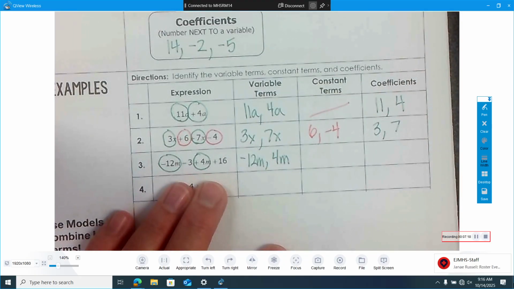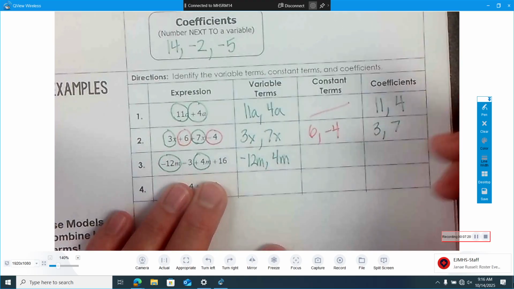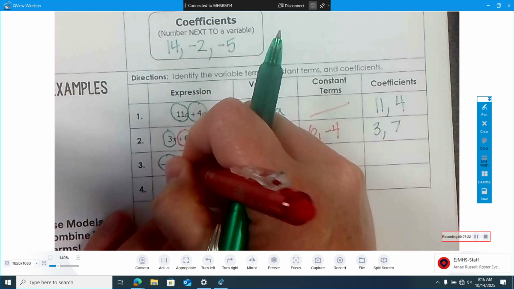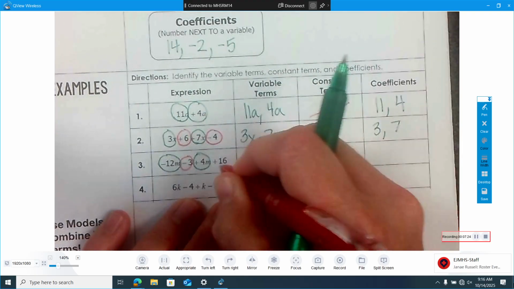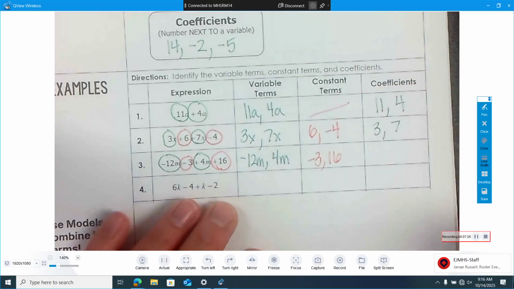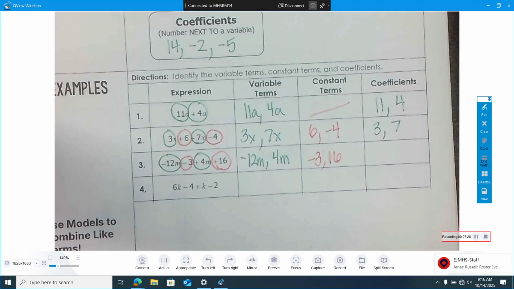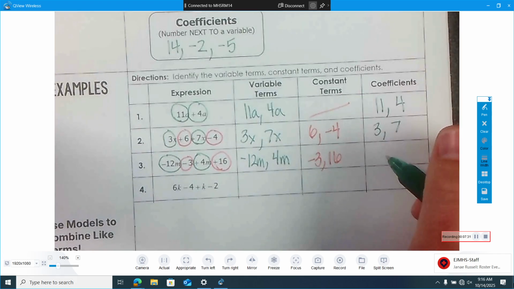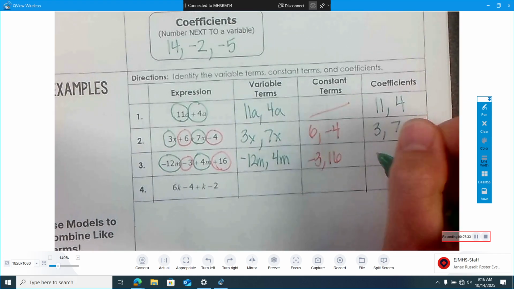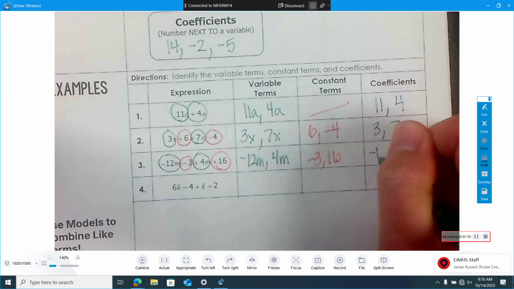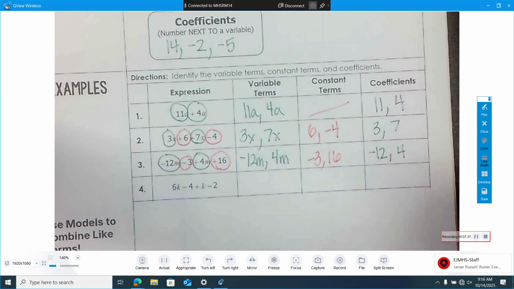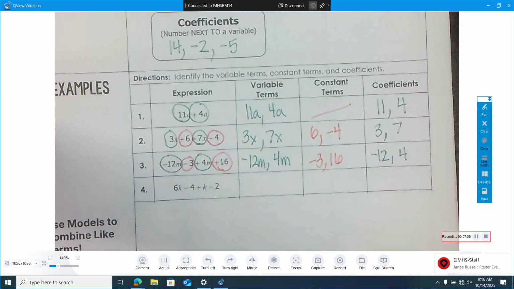Very good. What are our constants? Good. Lovely, lovely. Negative 3 and positive 16. I love how you're talking about the signs. That is fantastic. What are our coefficients? Almost. Negative 12 and a positive 4. Coefficients. Make sure you include the sign. Take it along for the ride.